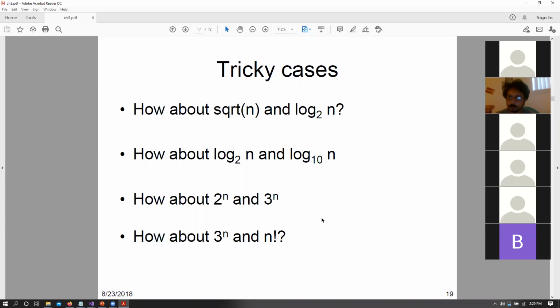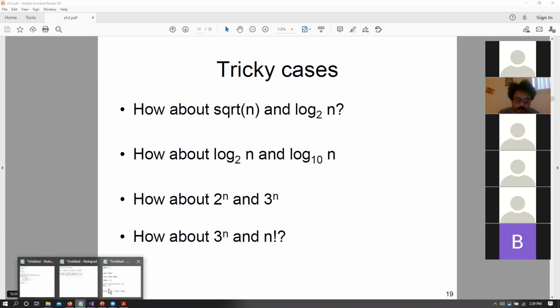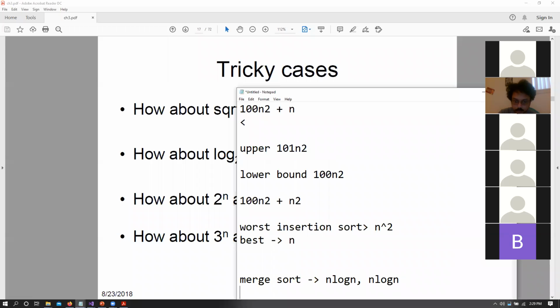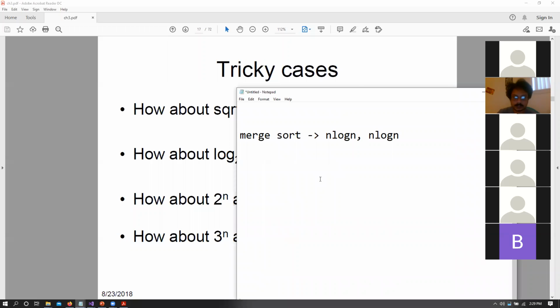Can I say that square root of n is big O of log of n, where log of n is essentially log base 2 of n? Can I say this? And remember, whenever you're confused, always pick some large number for n. Let's take n equal to a million.